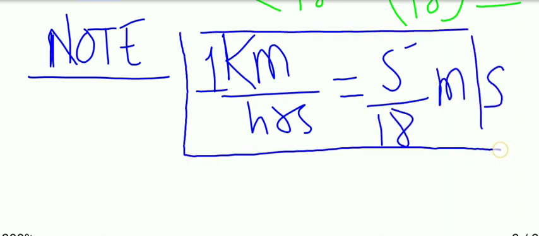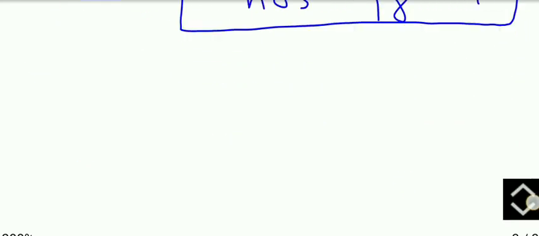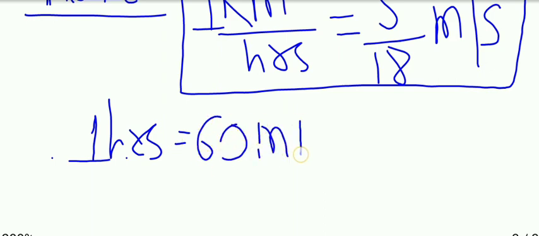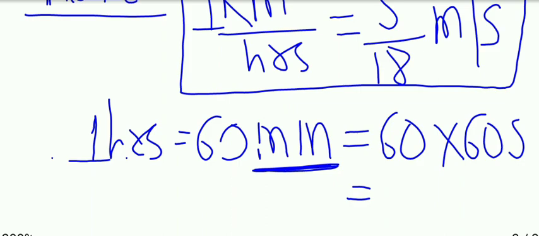This is very important and it is always used in numericals. Some of you may be confused how 1 hour is equal to 3600. So you will understand this. In 1 hour there are 60 minutes, right? You will write 60 over here. In 1 minute there are 60 seconds. So 60 into 60 becomes 3600 seconds.